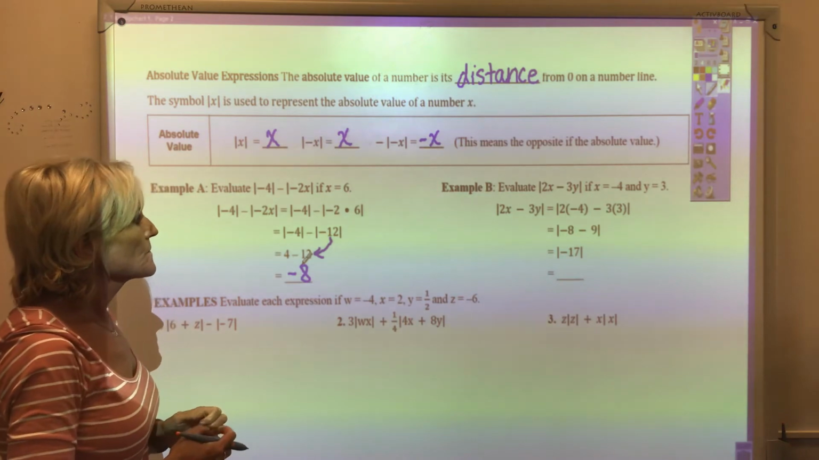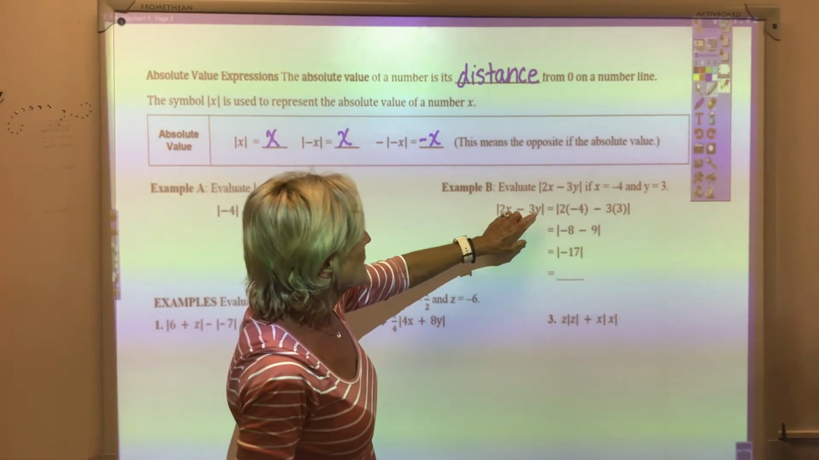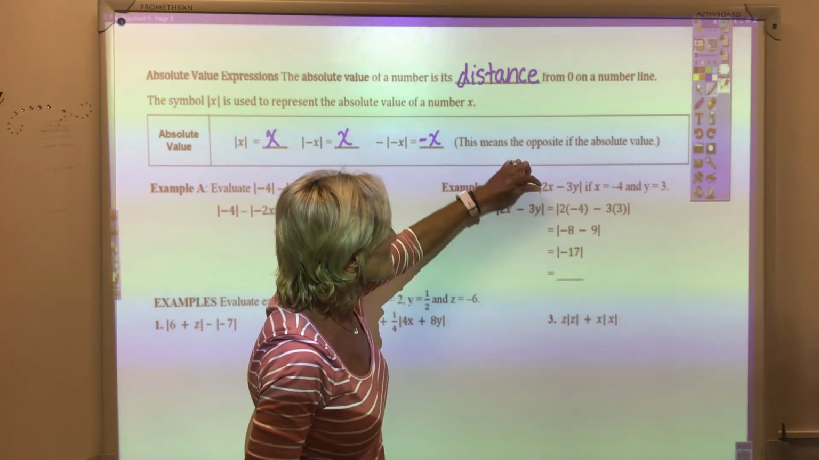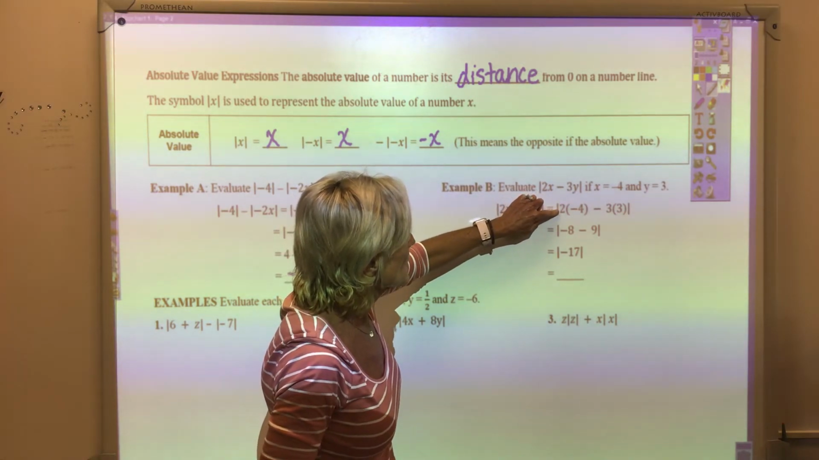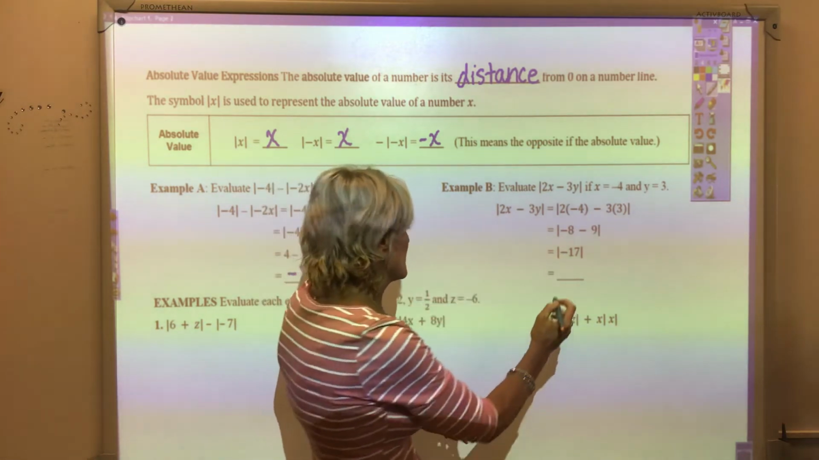The second one is done all the way for us until we get to the very end. So you see you're inputting a negative 4 for x and a 3 for y. The absolute value of negative 17 is 17.